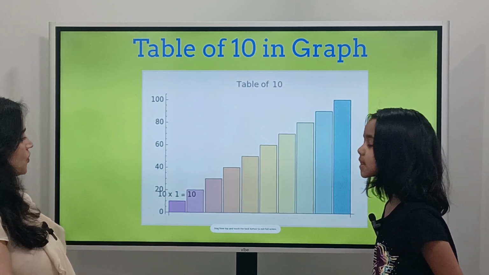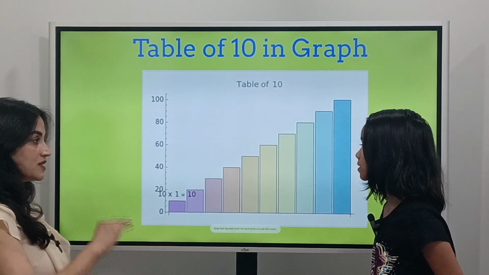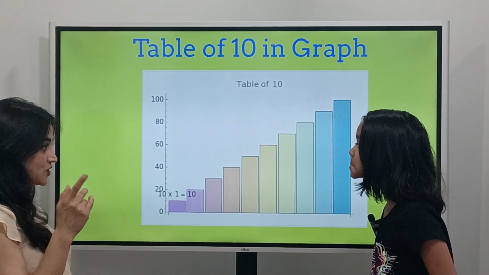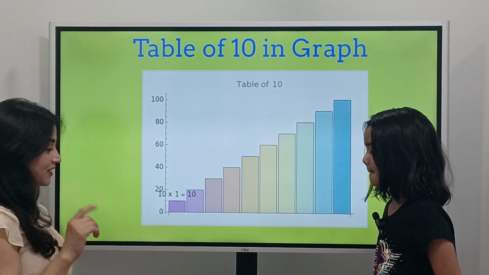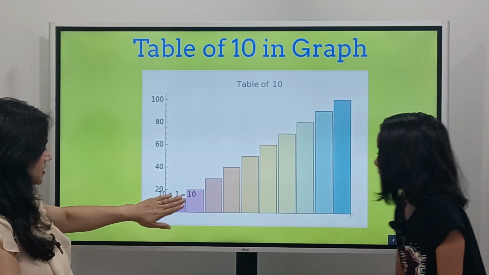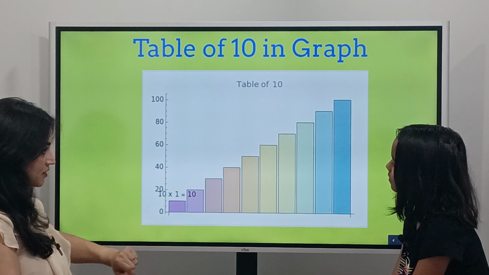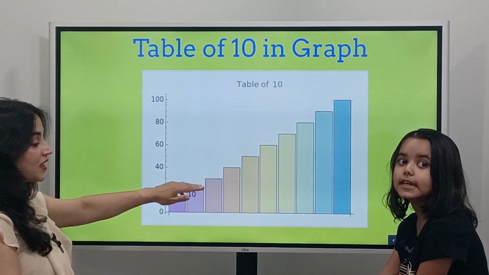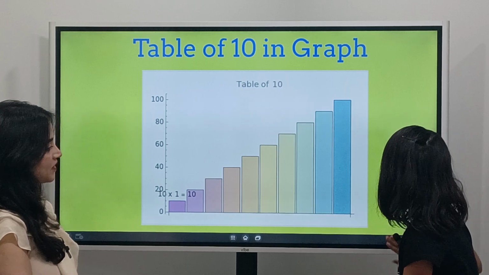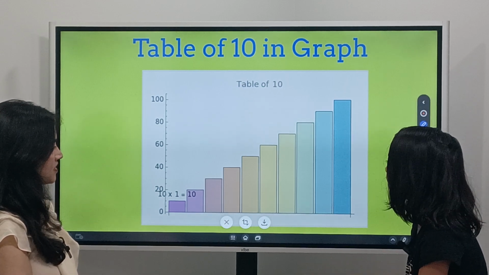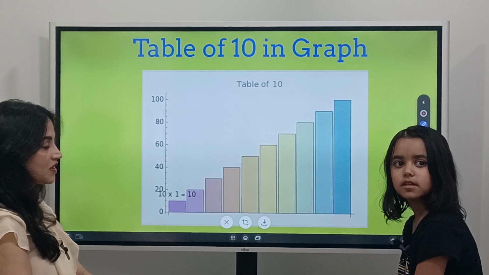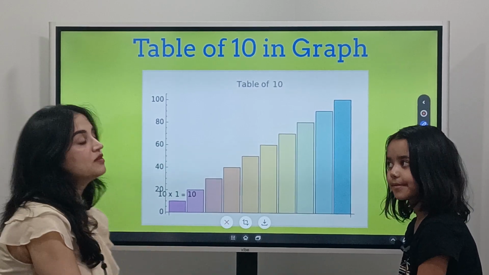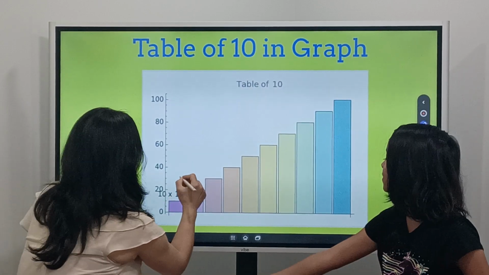Oh, so we said it in 10, 20, 30. Now let's continue with the 10 ones are 10. So here you see 10 ones are 10. So 10 twos are? 20. 10 threes are? 30. 10 fours are? You want to write it down? Okay, let me write it down for you, and then you're going to give the answer.